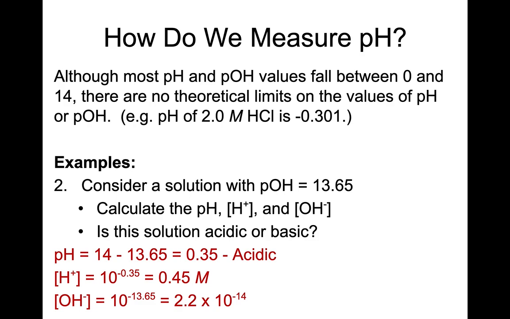Again, the pH is the easiest step here. We take our 14, subtract our pOH value, and we've got our pH value, a decimal. Again, don't let that concern you. That's completely fine. We've got a low value, so we have an acidic solution. And then for our two concentrations, we take base 10 raised to the negative pH and the negative pOH value respectively to get our concentrations of hydrogen and hydroxide ions.